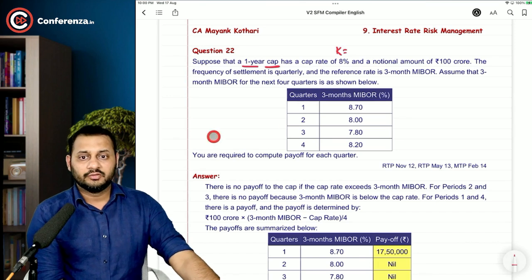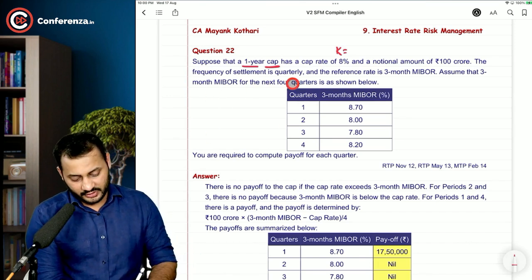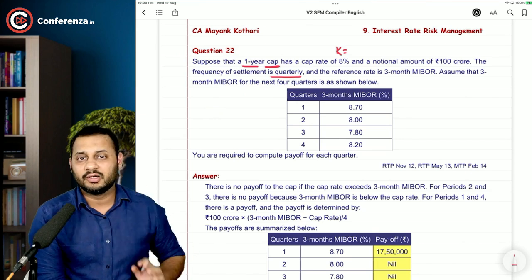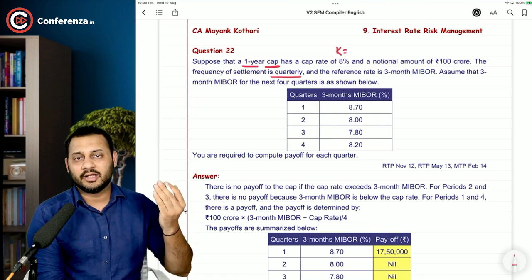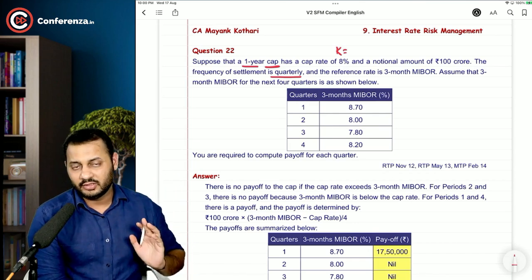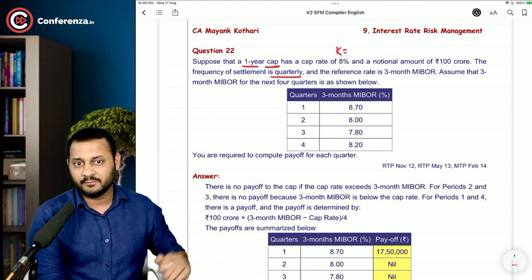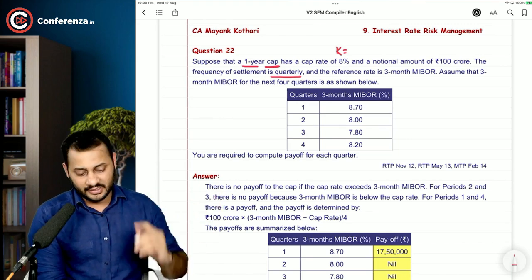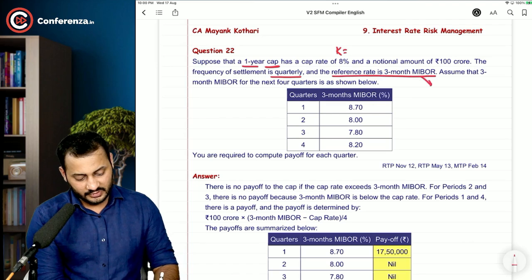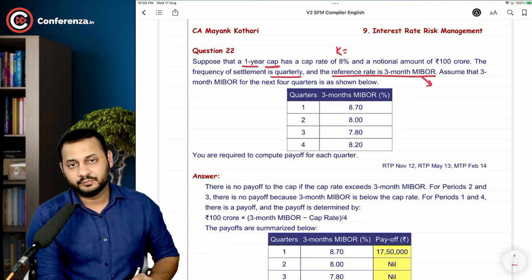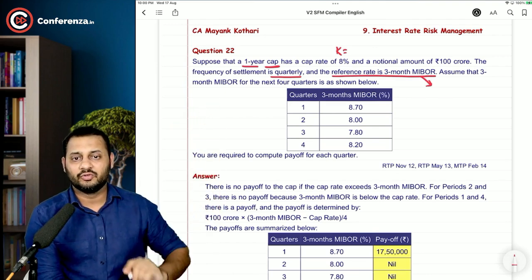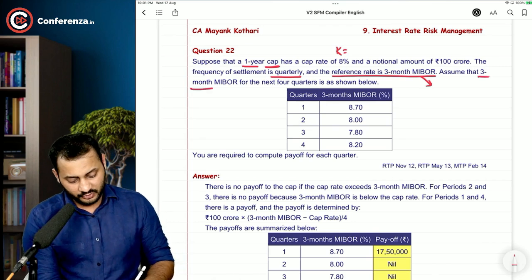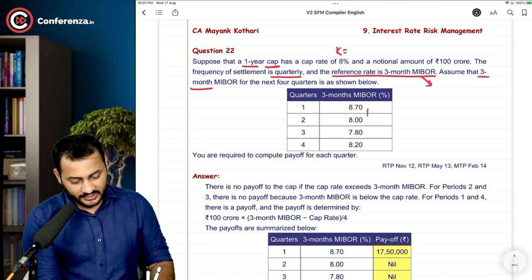The frequency of settlement is quarterly. Every quarter you are going to compare the rates and make the settlement. So mostly the rates are per annum, but settlement will happen quarterly. Quarterly comparison, quarterly settlement. And the reference rate is 3-month MIBOR. With this rate, you are going to compare the strike rate. Okay. Assume that the 3-month MIBOR for the next 4 quarters are this, but please ensure per annum, per annum, per annum, per annum.